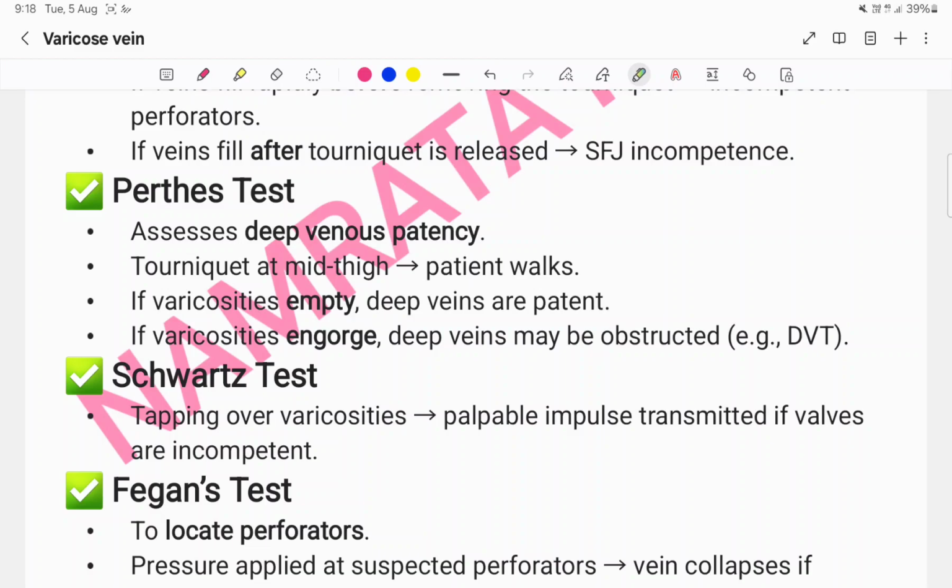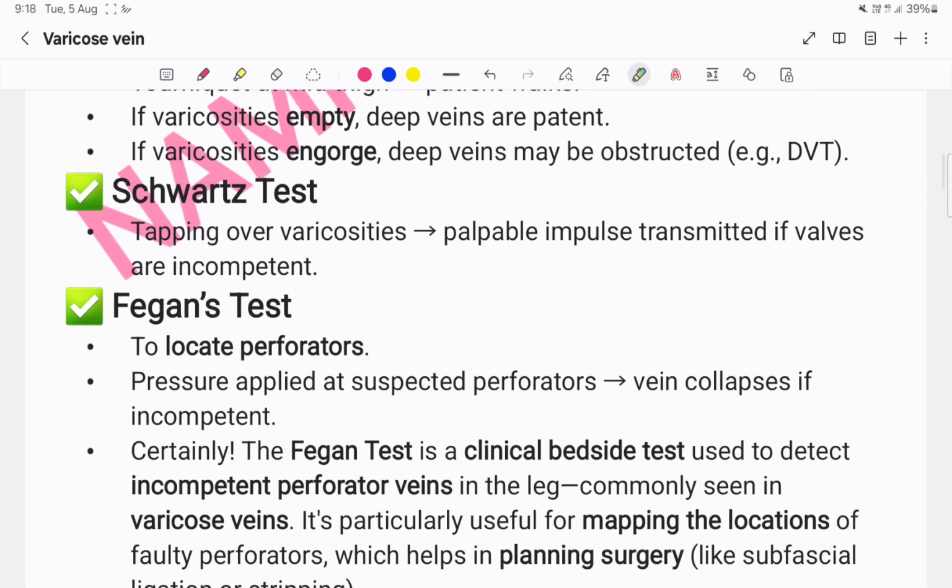But if the varicosity engorges, that means the blood is unable to go from the superficial to the deep vein, and some pathology is present in the deep vein. In Schwartz test, we palpate the transmitted impulse proximally.